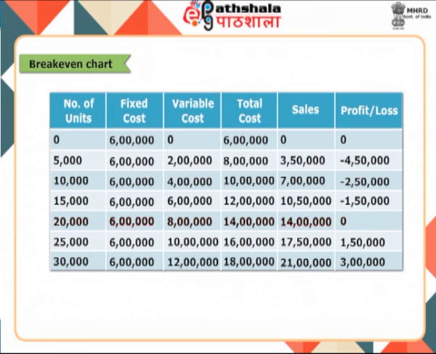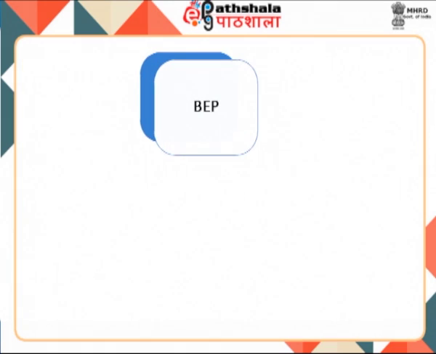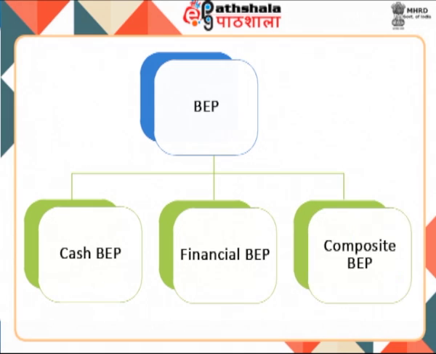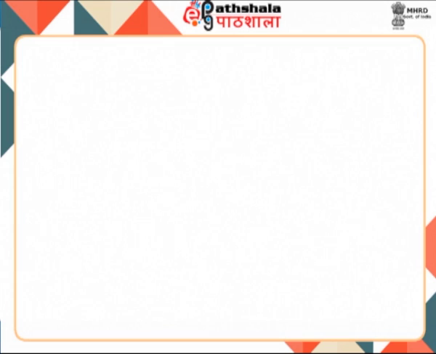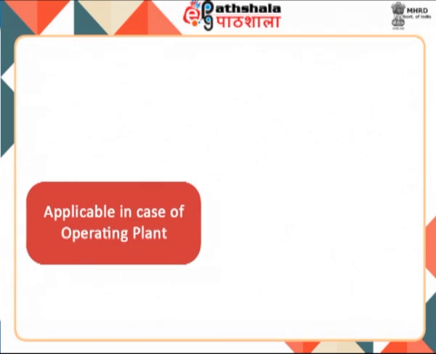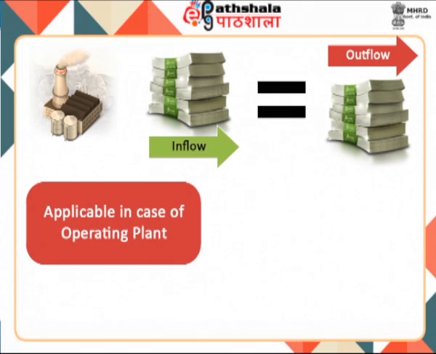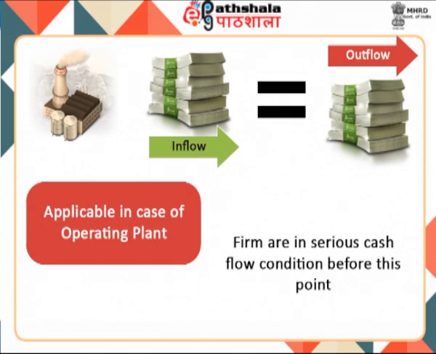From the figures so arrived, break-even points are of three types, that is, cash break-even point, financial break-even point, and the composite break-even point. Cash break-even point is applicable in the case of operating plant. It is that level of sales where total cash inflows is just equal to total cash cost. Firms are in serious cash flow condition before this point.